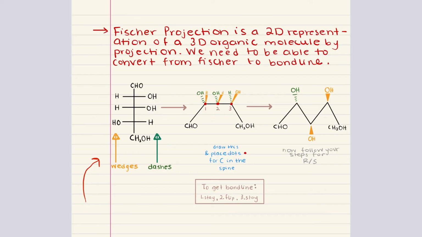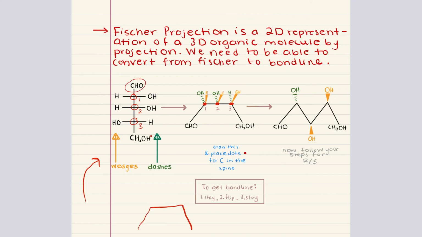The first step is to set up the backbone. The backbone is going to look like a table where the ends of the table are the groups on the top and bottom of the Fischer projection. Then from there, the middle portion is going to have the number of dots that align with the number of carbons in the backbone of the Fischer projection. So here our Fischer projection has 1, 2, 3 carbons. That means the middle portion of our table is going to have 1, 2, 3 dots that correspond to the 3 carbons.